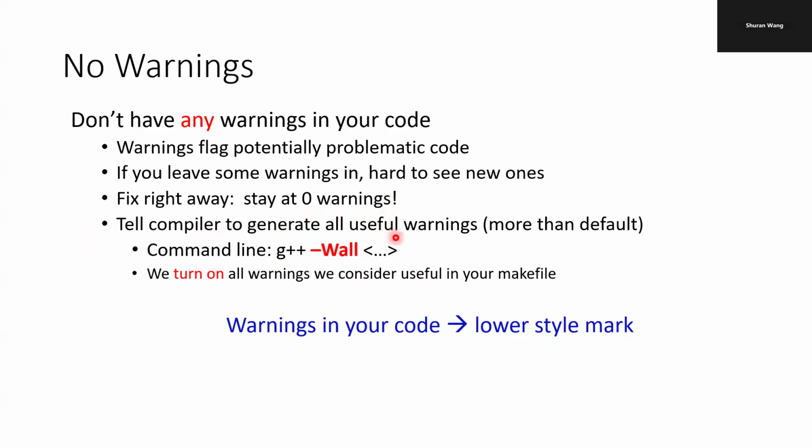Our makefile already has all of the warnings turned on. And your TA will be checking the number of warnings in your code. If they're seeing not a 0 warning, it will lower your style mark.